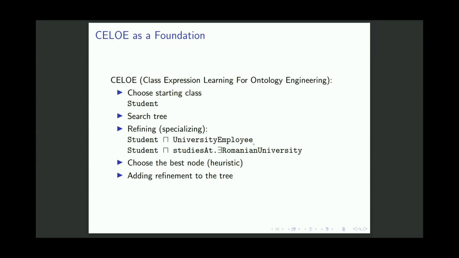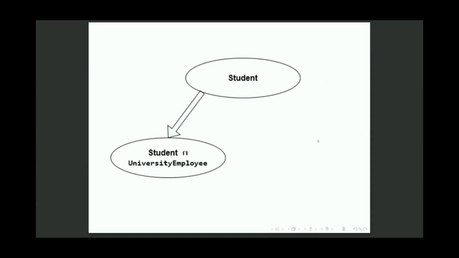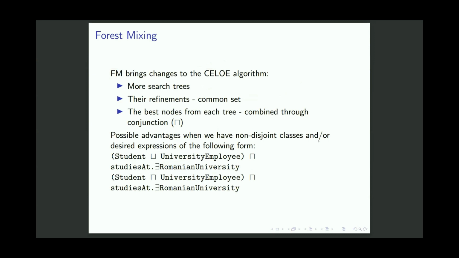For example, student and university employee is a subset of student, a more restrictive one. And student and studies at Romanian university would be another restriction of the student. So there are two different possible things to add. We would choose the best one using a certain heuristic and add it to our search tree. It would look something like that in the case that student and university employee is a better expression that would give us a better score than the other one. So that was the base algorithm.